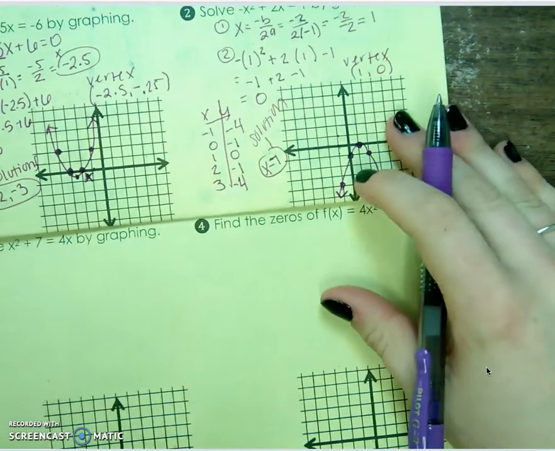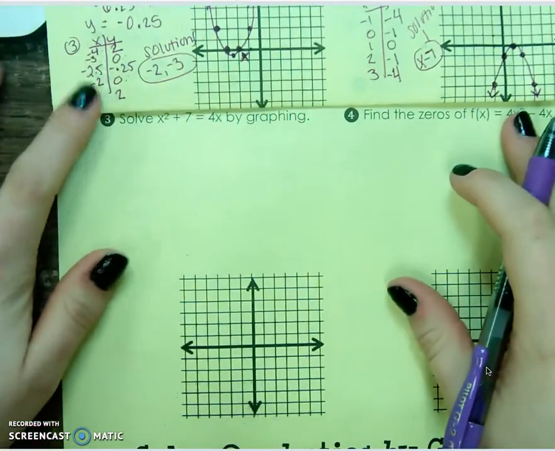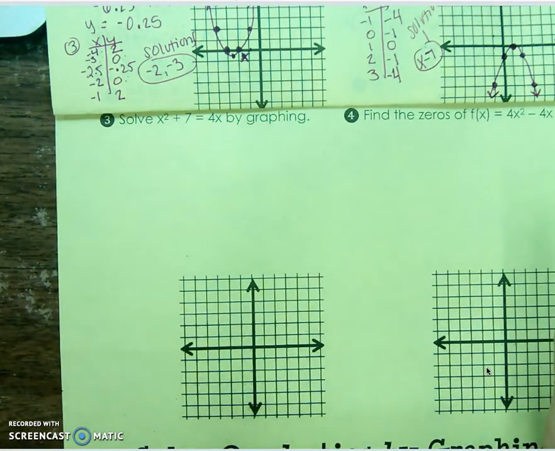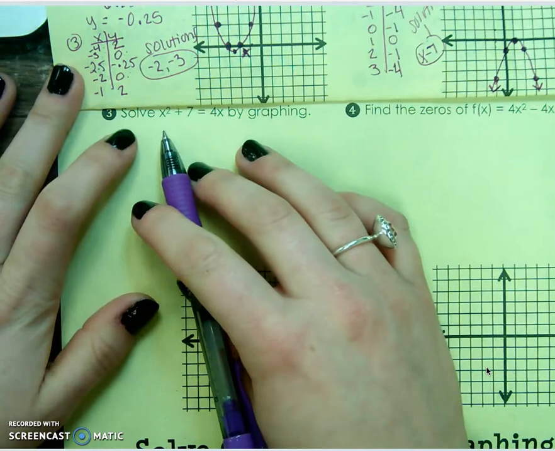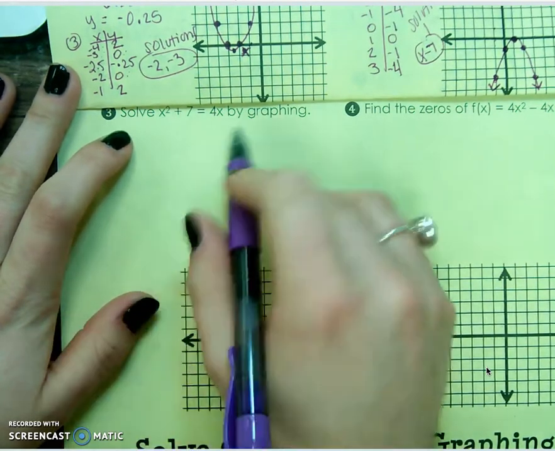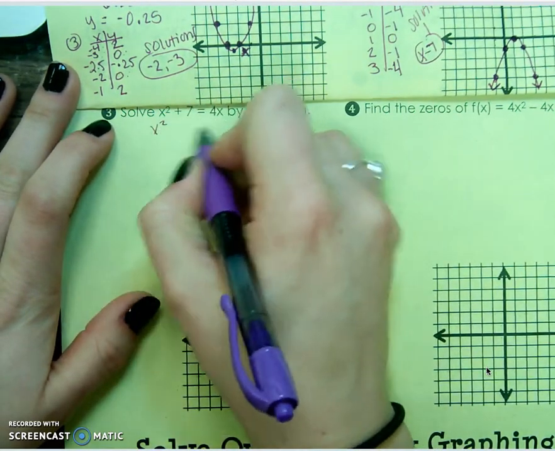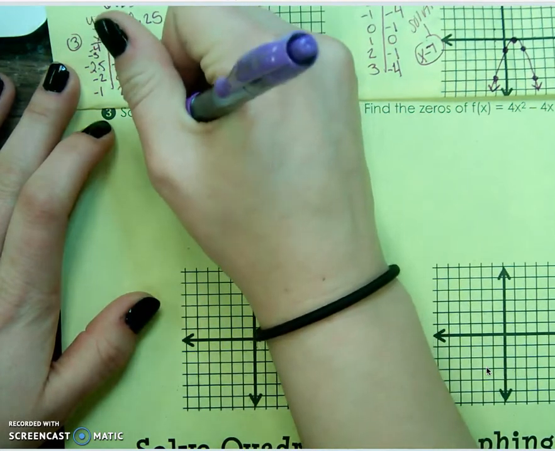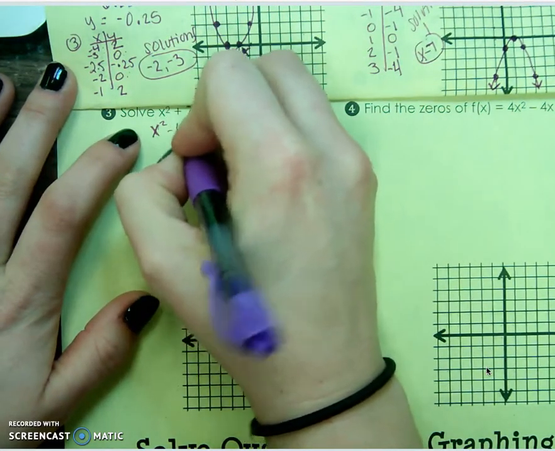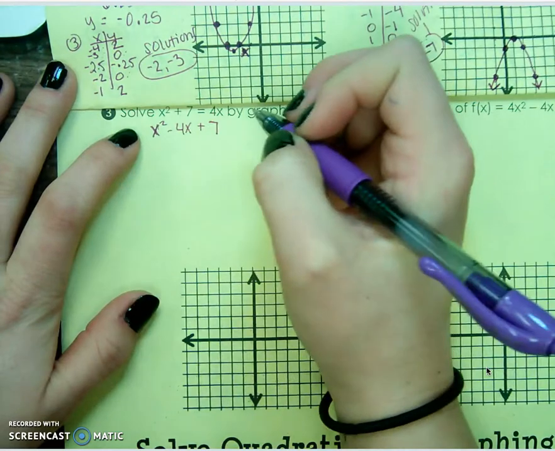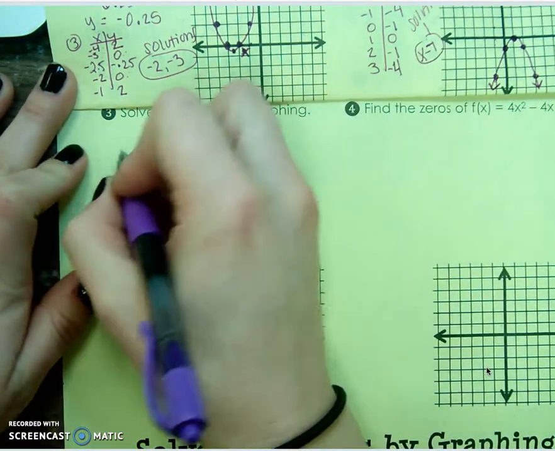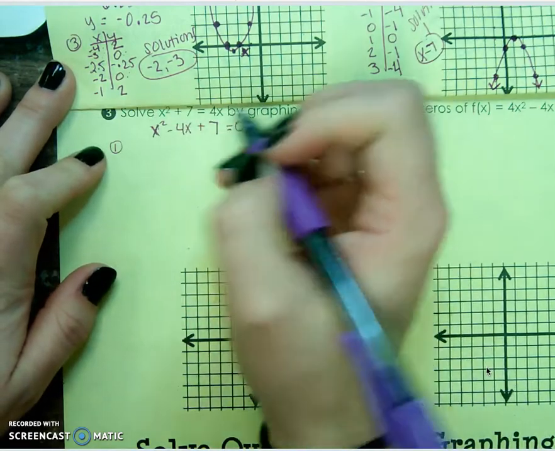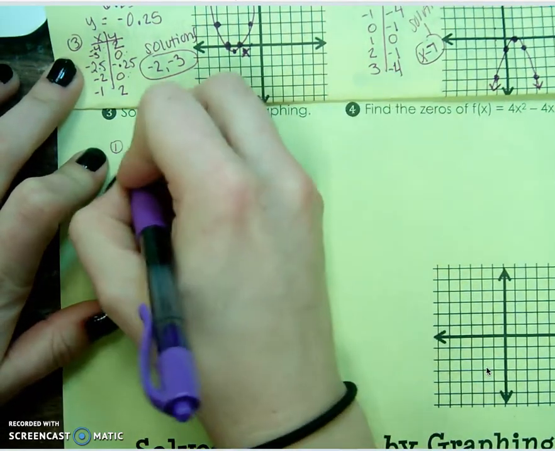Number 3. Okay. Again, we're solving by graphing. Go ahead and set this up equal to 0. So x squared, I got to bring that 4x over. It's going to be minus 4x. And then keep that plus 7 equals 0. Find your vertex, or axis of symmetry first, and then your vertex.